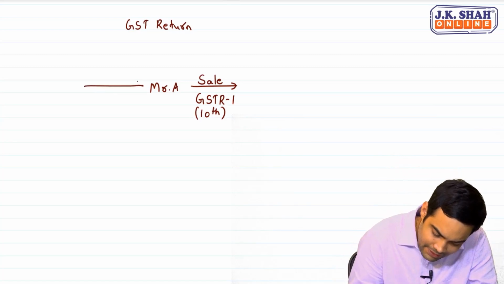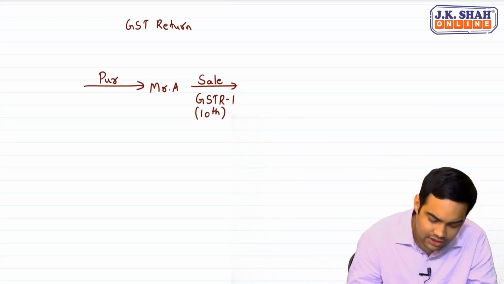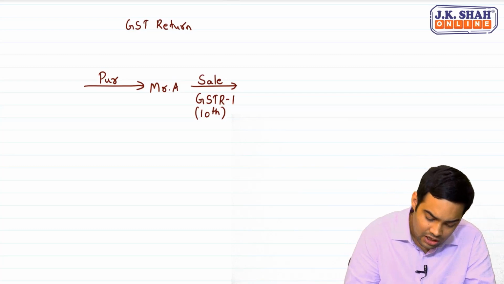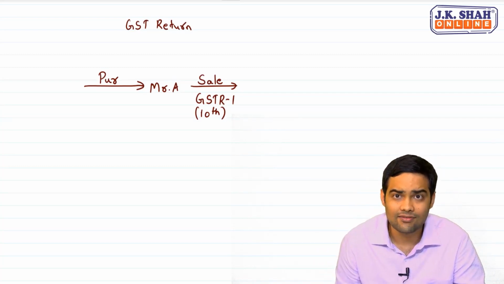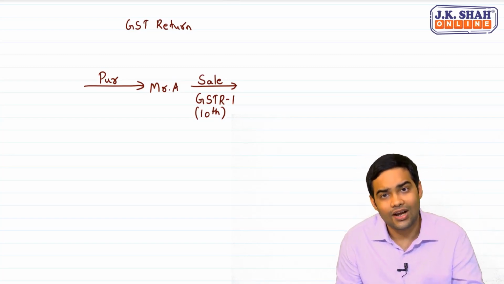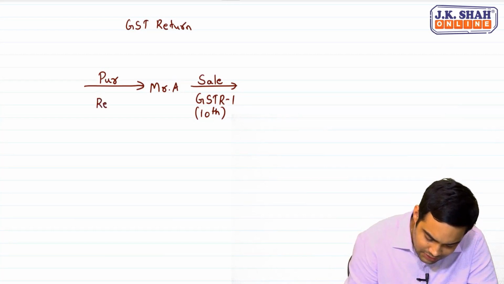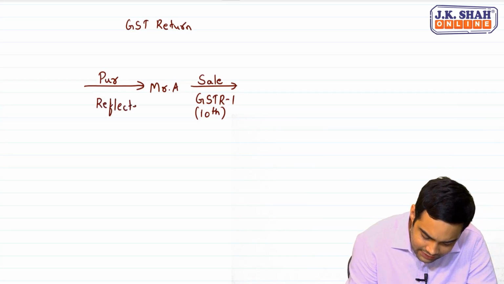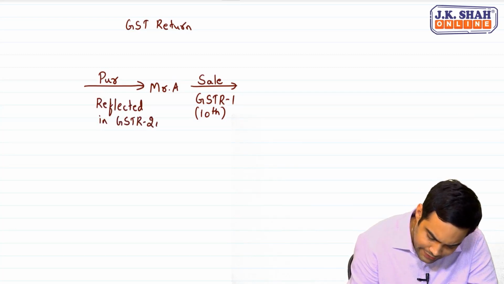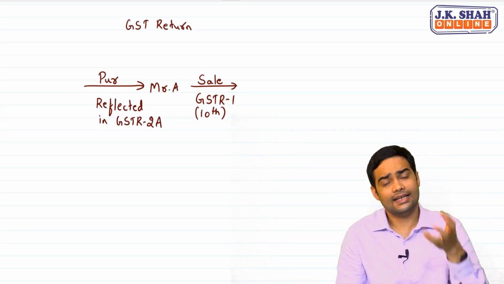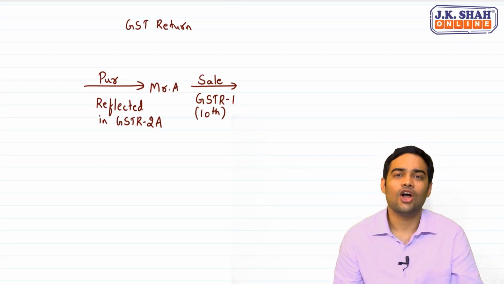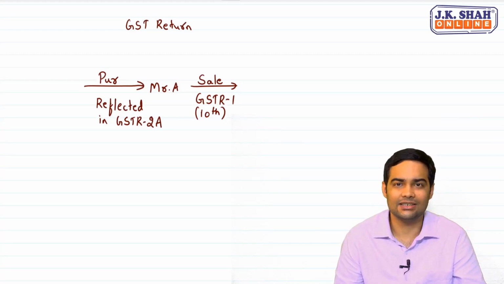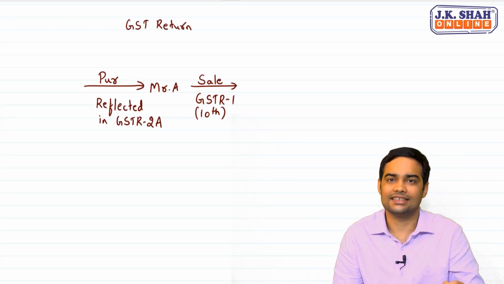Then he makes various purchase transactions. Now when he makes a purchase transaction, the other person, that is his supplier, would have filed GSTR1. The moment his supplier files GSTR1, all these purchases are reflected in GSTR 2A. This is not filed by me. It is reflected in GSTR 2A. Based on that, I have to do a comparison of how much of ITC is eligible on purchase which I have made.